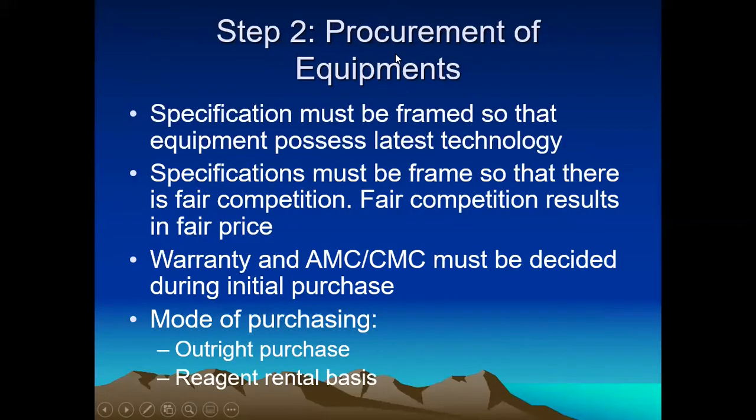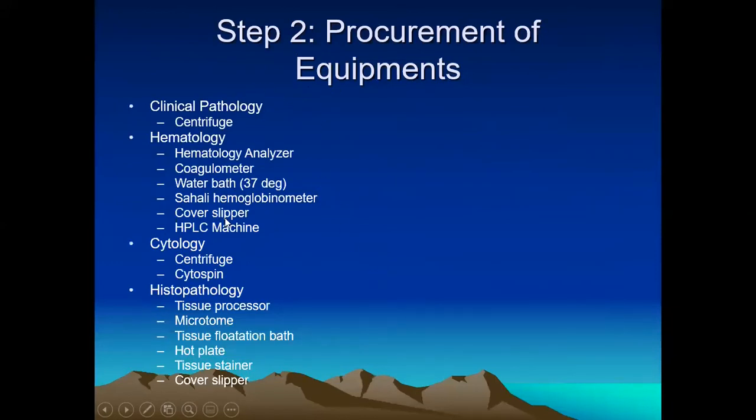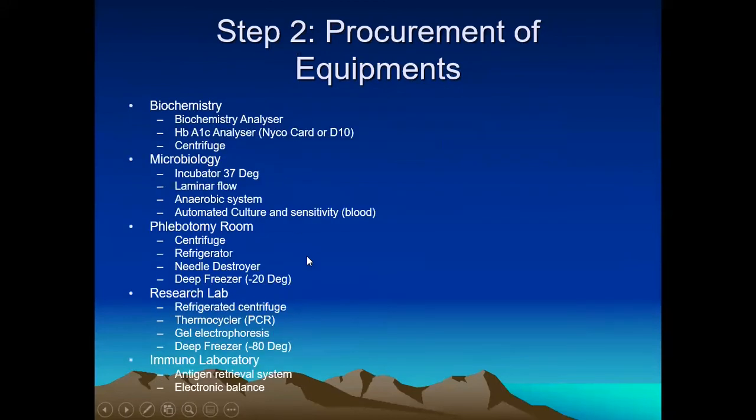Now we come on to procurement of equipment. For procurement of equipment, specifications must be framed so that equipment possesses latest technology, and specifications must be framed so that there is fair competition, because fair competition results in fair price. Warranty and AMC or CMC must be decided during initial purchase itself. Mode of purchasing may be outright purchase or purchase on a reagent rental basis. So this is the brief list of various equipments which are required in a clinical laboratory.